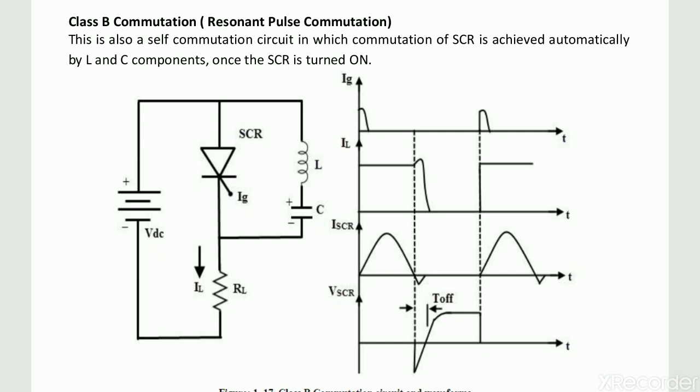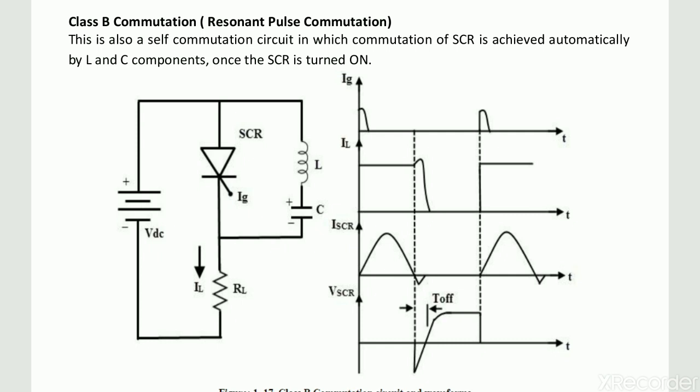So we can see the circuit diagram of the class B commutation. Here there is also a DC supply which feeds the complete circuit, one SCR having a gate terminal and the gate supply Ig, load resistance RL, inductor L and capacitor C. Those are nothing but the resonating components. So how can we turn off the SCR in this technique? We will see the principle.